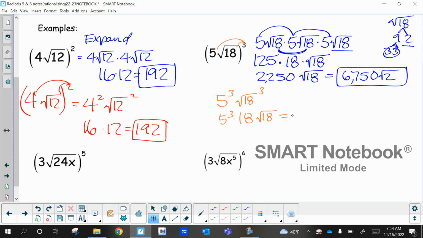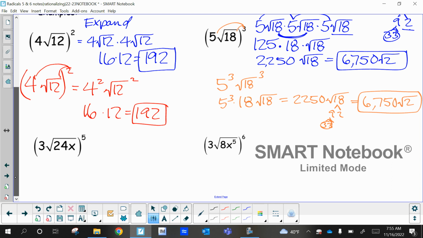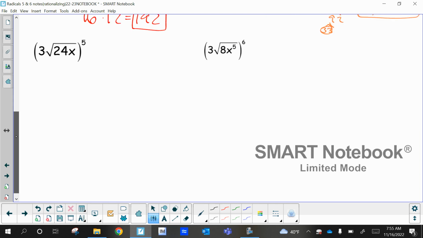So you just have 5 cubed times 18 times radical 18. So that equals 2,250 radical 18. Remember, you can simplify the 18 just like we did a second ago. 3 is going to join that, and there's our answer, 6,750 radical 2. Okay, so there's 2 ways you can do this. All right, let's try 2 more examples.